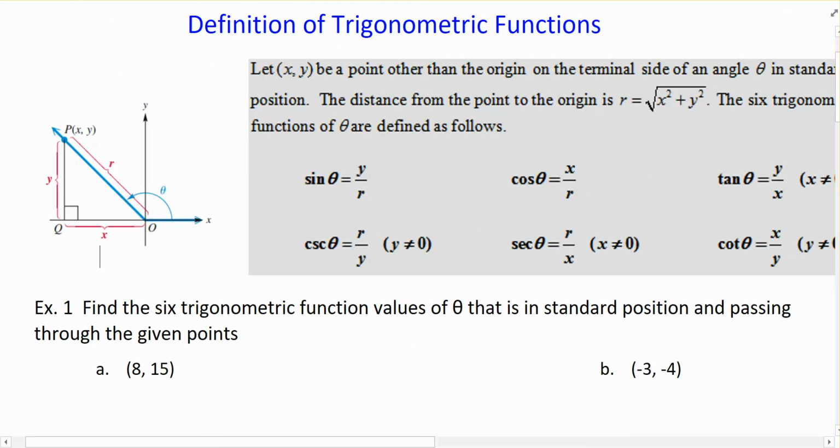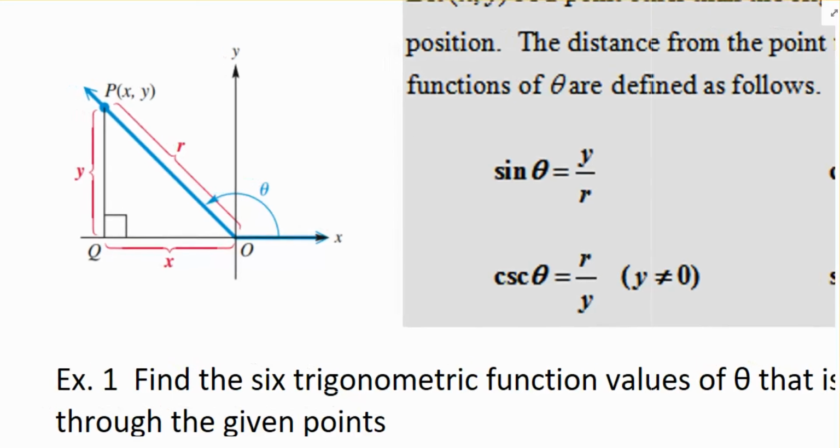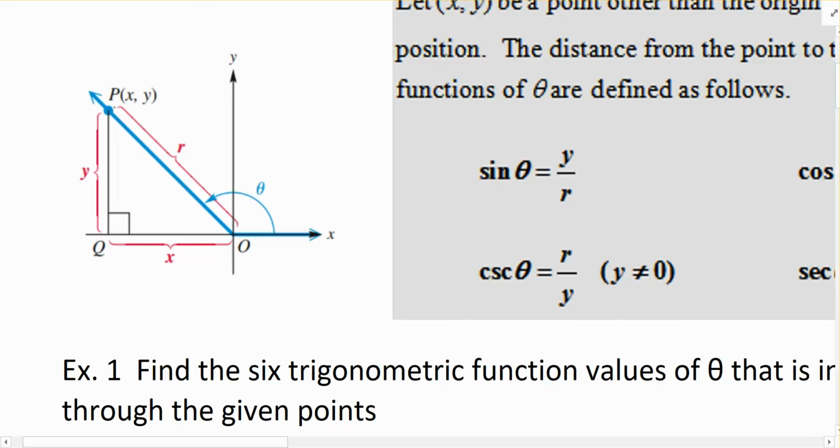So we're going to talk about the definition of trig functions, and the way that we're going to define them to begin with has to do with a point that's traveling around the origin. So let's come over here and look at this image. If I have the point P that has rotated a value of theta, and it's stopped over here in the second quadrant, where it stops is given by the location x, y.